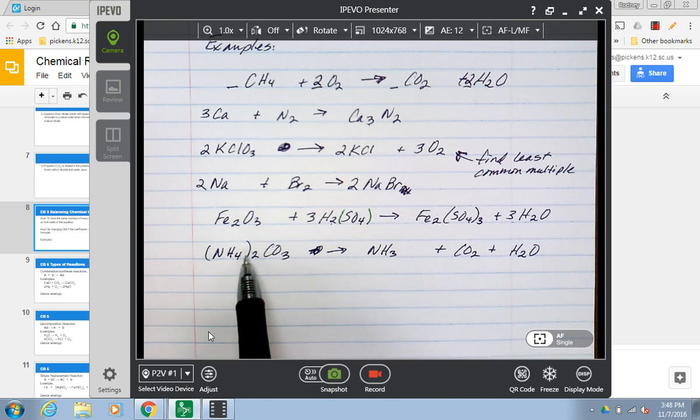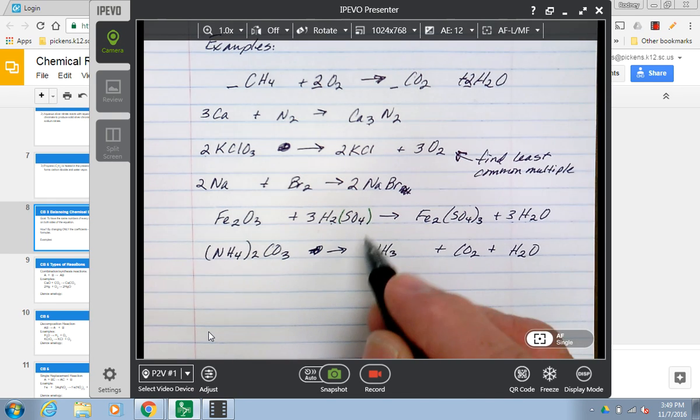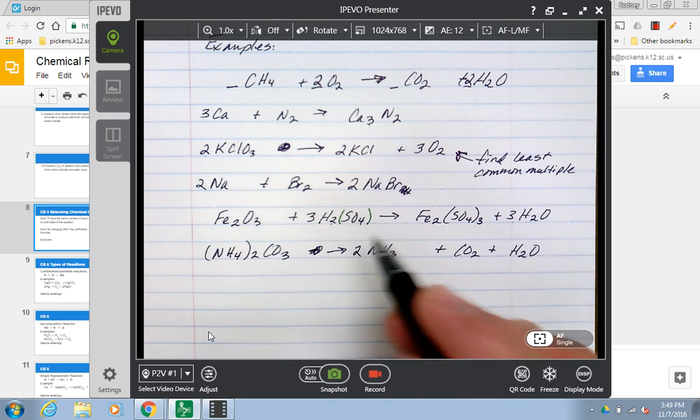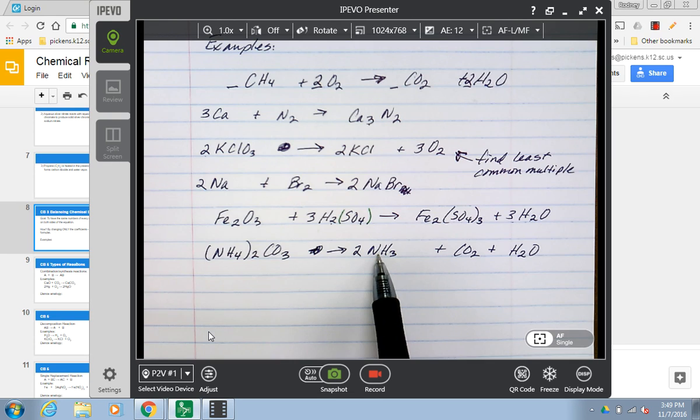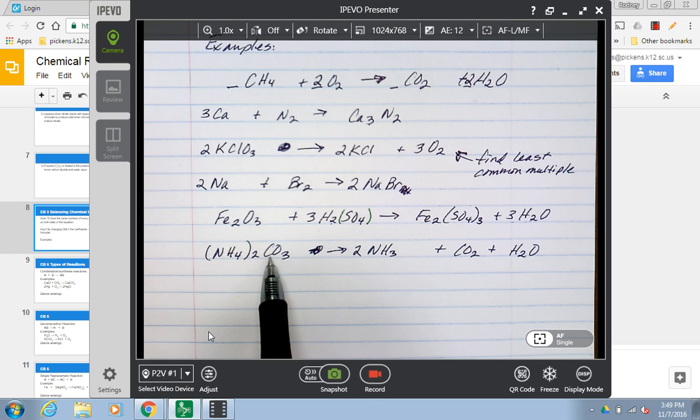Now, when you have parentheses and a subscript on the outside, it multiplies by the atoms on the inside. So nitrogen, this 1 on the inside, times 2 gives you 2 nitrogens. Well, how many do I have on the right? I only have 1. So I place a coefficient of a 2 right here. 2 times 1 is 2 nitrogen, so that takes care of that. Now we're going to skip hydrogen and oxygen. We're going to go to carbon. Carbon, I have 1 carbon here and 1 carbon there, so we're good there.